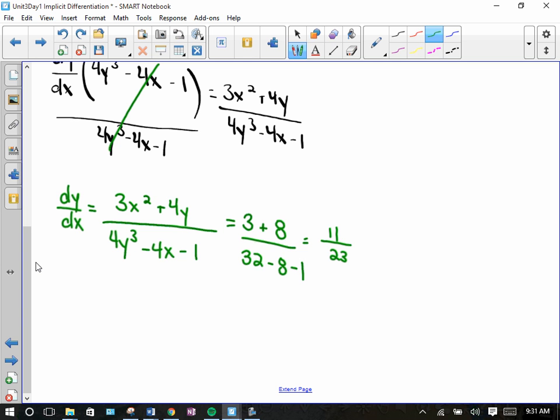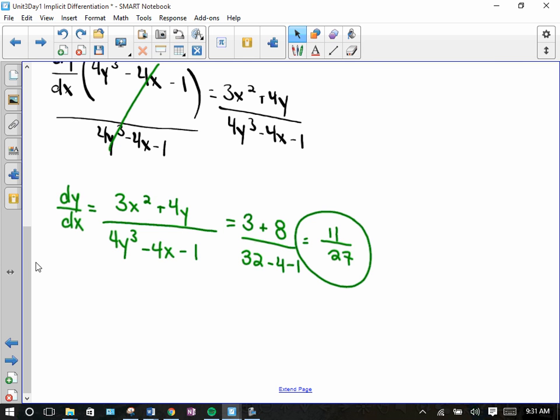Oh, error. That's negative 4 times 1, which is negative 4. So it's going to be 27. We have 11 over 27. So that tells us that the slope of that graph is 11 over 27.